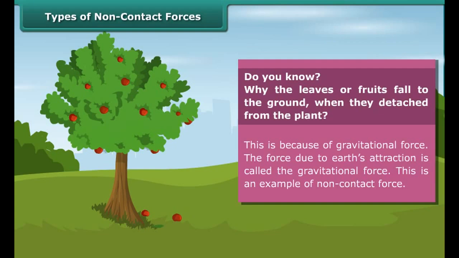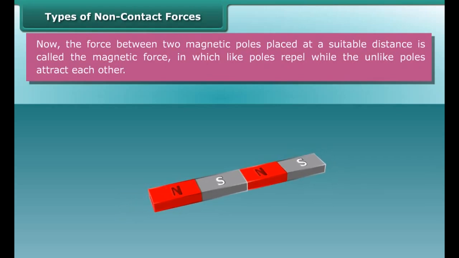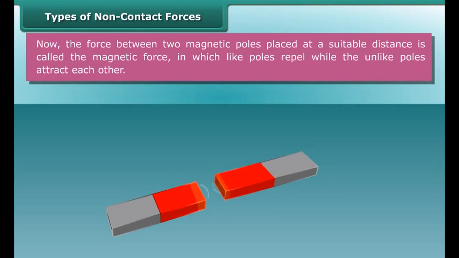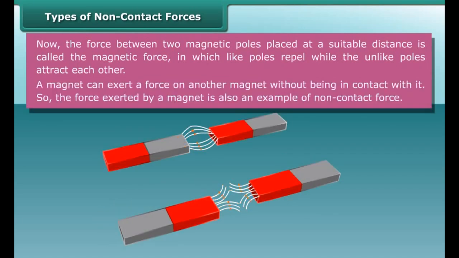Types of non-contact forces. The types of non-contact forces are gravitational force, magnetic force, and electrostatic force. Do you know why the fruits and leaves fall to the ground when they're detached from the plant? This is because of gravitational force. The force due to Earth's attraction is called the gravitational force. This is an example of non-contact force.